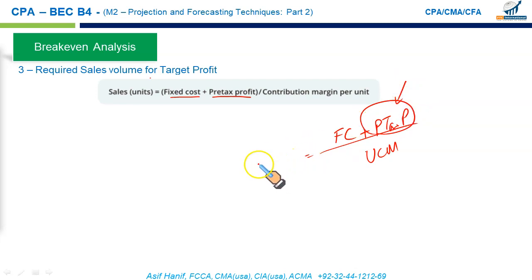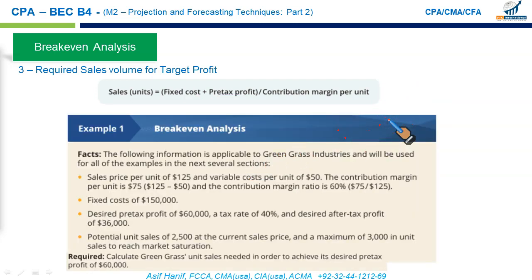So we won't call it break-even quantity; you will call it the sales in units we need to make in order to cover not only the fixed cost but also earn a pre-tax profit. So here we go. Calculate Green Grass unit sales needed to achieve its desired pre-tax profit of 60,000. You need to earn pre-tax profit and also cover your fixed cost, and all of this will be done by each unit contributing $75. So in the numerator we have 60,000 plus 150,000 divided by 75. It's going to be 2,800 units.